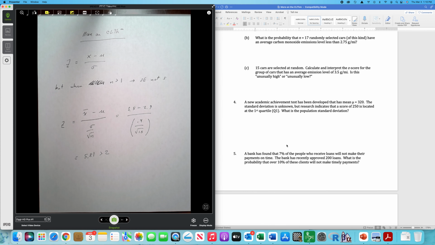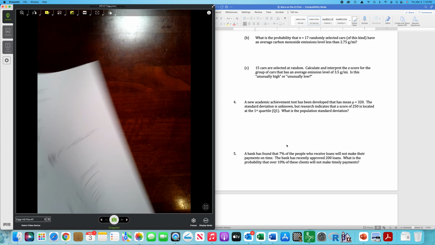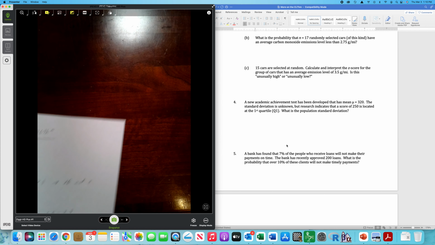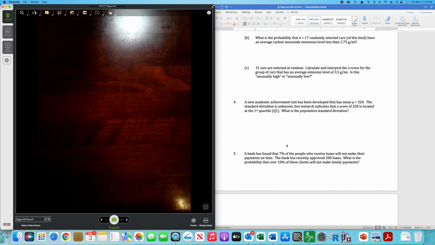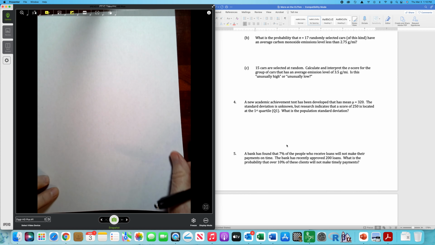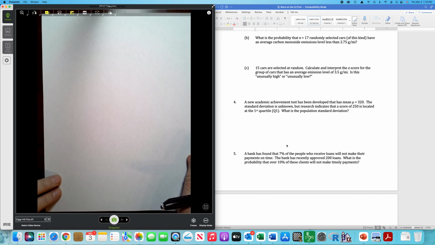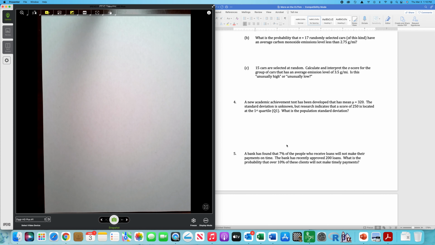All right, a new academic achievement test has been developed that has a mean 320. Standard deviation is unknown, but research indicates that a score of 250 is located at the first quartile. What's the population standard deviation? Let me grab another sheet of paper on this one. These are kind of cool. This question actually showed up on a final exam in one of my classes.